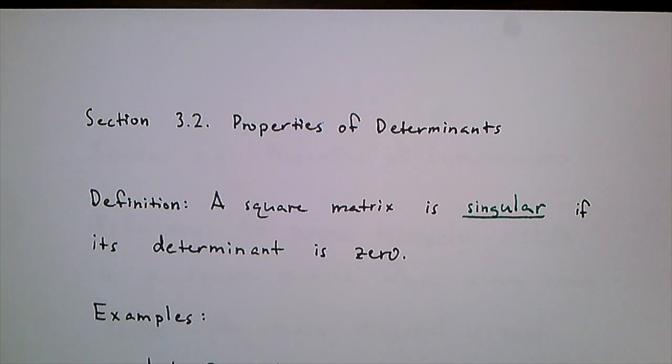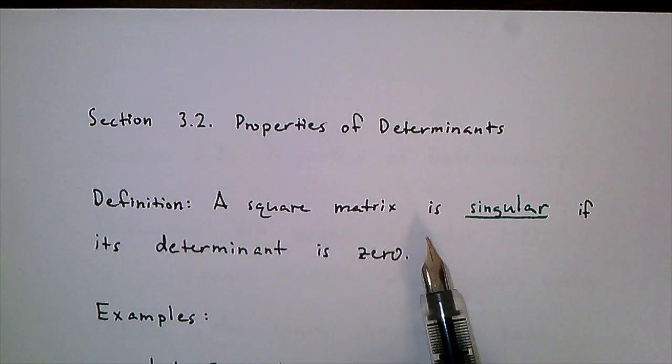In this second video for section 3.2, Properties of Determinants, we're going to learn a new definition and then a little theorem that can sometimes make finding determinants a bit easier. We'll start with the definition.